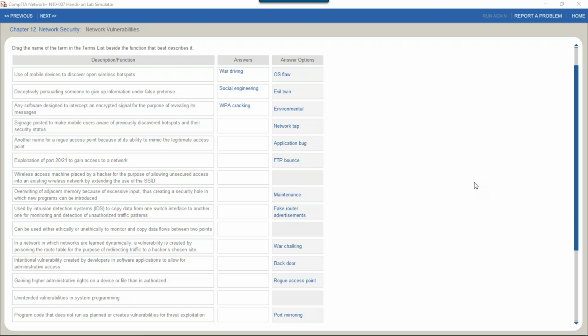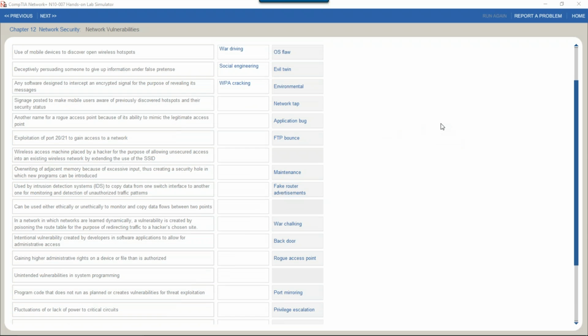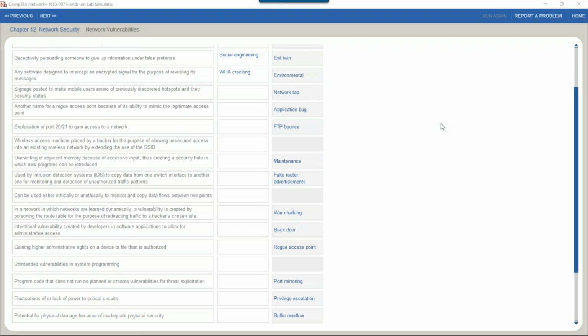Let's move on. It says, "Signage posted to make mobile users aware of previously discovered hotspots and their security status." That one should scream to you too. What do you guys say? Jack says environmental. Let me make sure I scroll all the way down so you can see them all.